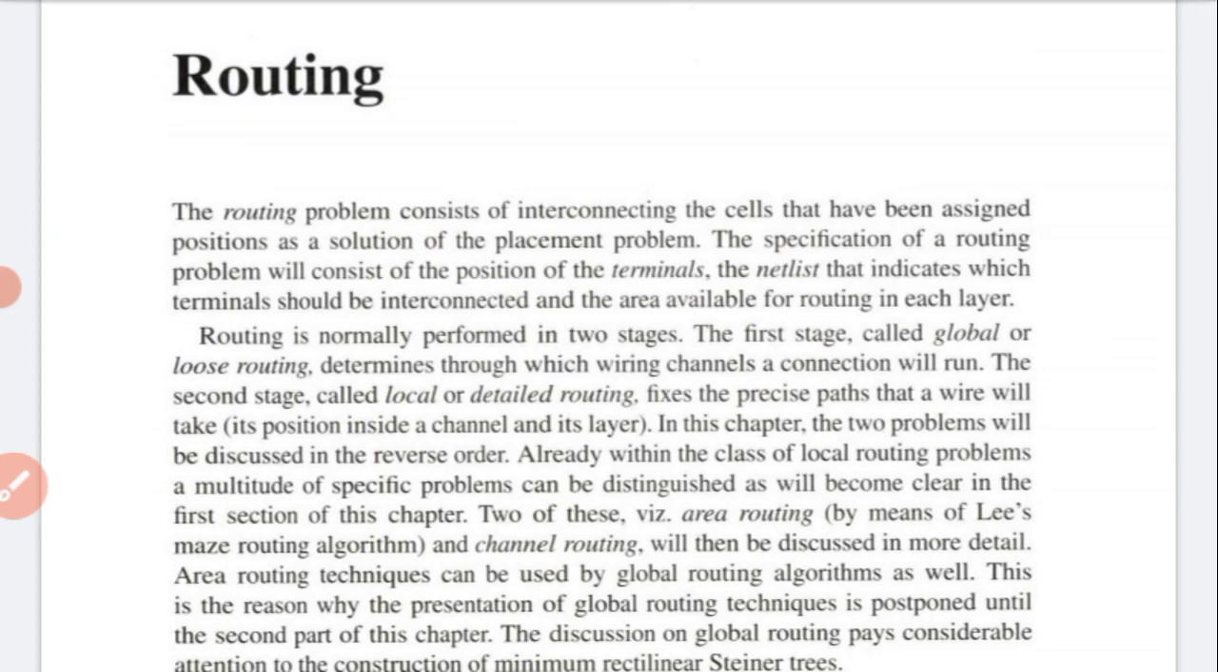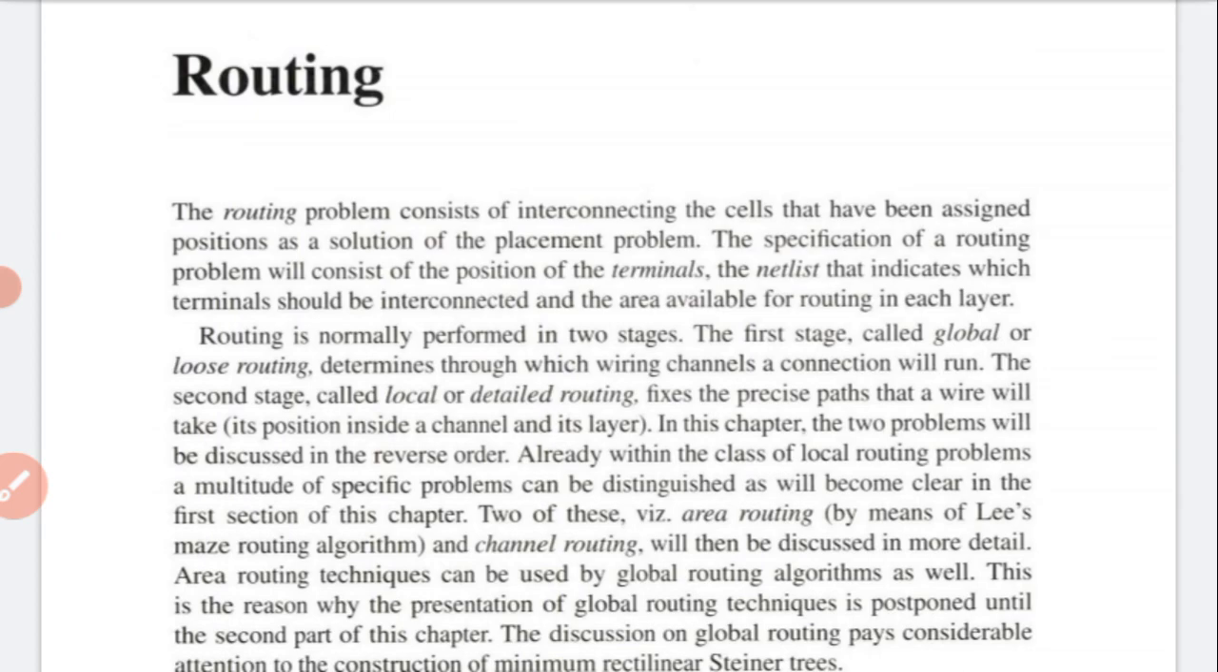In the last section, we discussed floor planning, right? So, in the next section, after the floor planning, the next thing is routing. After we have done the placement, then floor planning, the next step is the routing problem. It consists of interconnecting the cells that have been assigned a position.